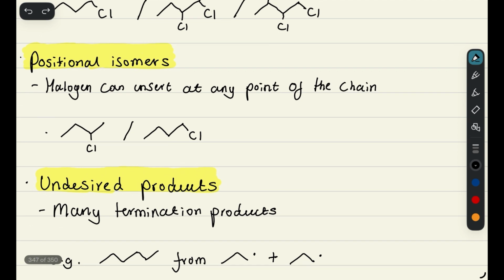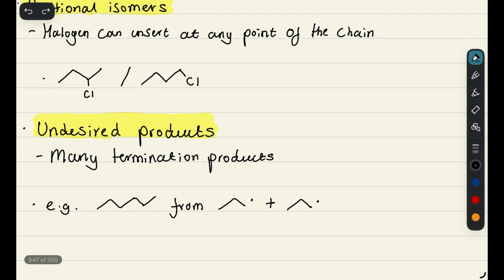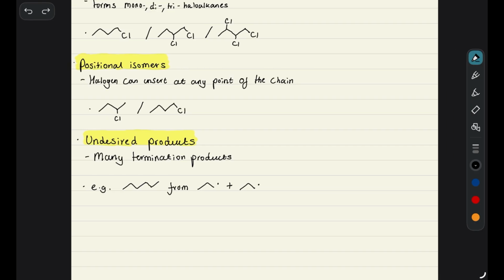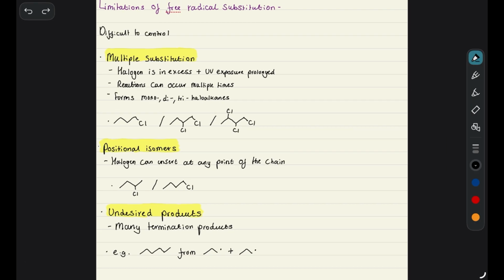Another thing is undesired products. Like we said, many termination products. Even in the first round of FRS, you can see here that we've got this one. I think that's hexane. 1, 2, 3, 4, 5, 6. Yeah, hexane. That can form because we have 2 propyl radicals. So just know you get undesired products. So those are your big 3: multiple substitutions, positional isomers, and undesired products. Those are going to be the main limitations of FRS.